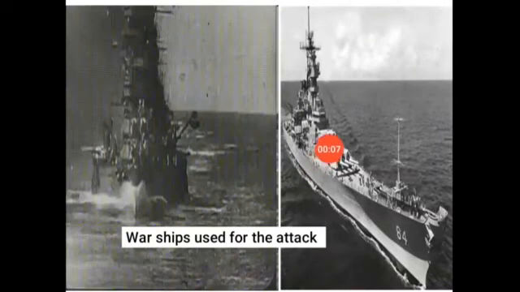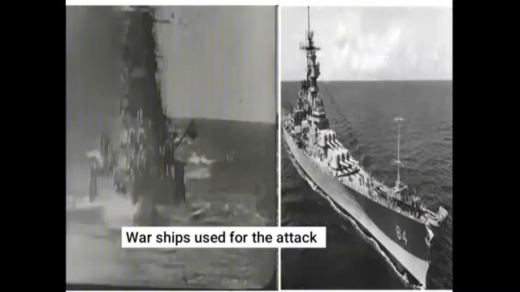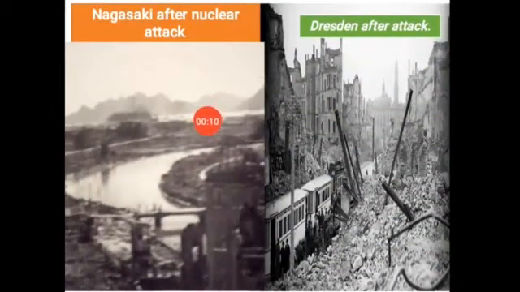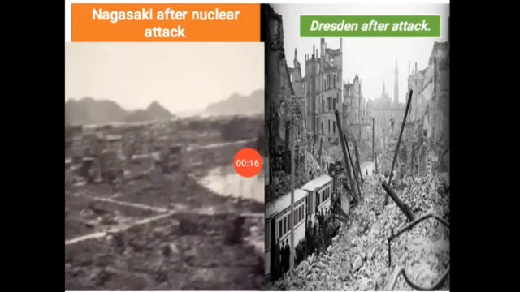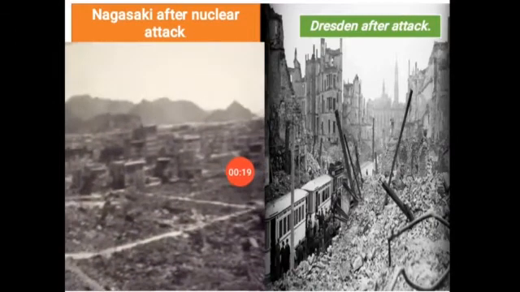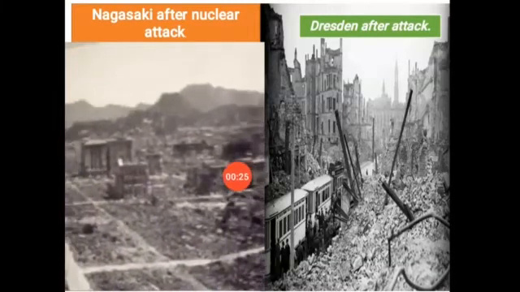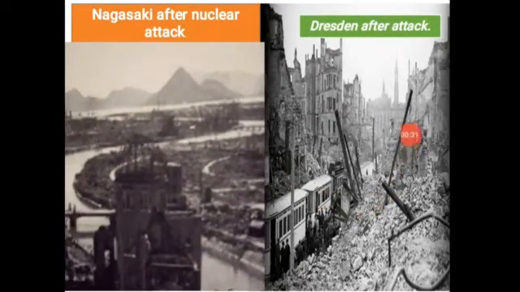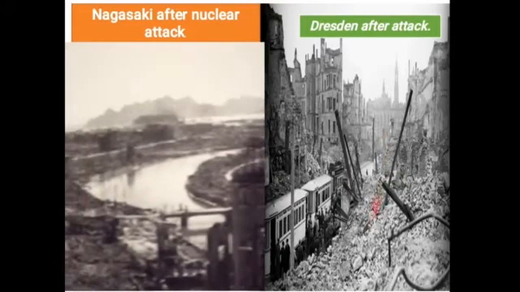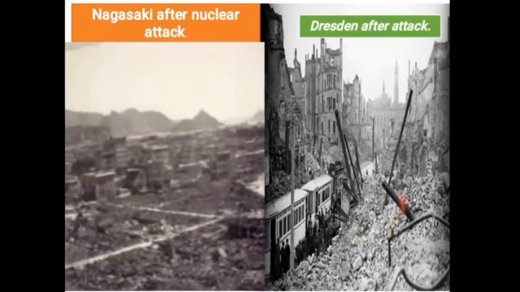These are warships which were used for the attack. You can see what happened to Nagasaki, a city of Japan. Here a nuclear weapon was dropped, and after that the entire city was razed to the ground. And this is a city of Europe. Its name is Dresden. You can see how it is destroyed.